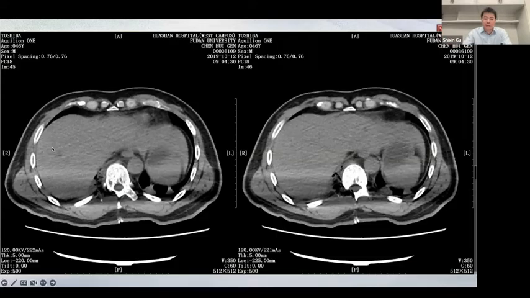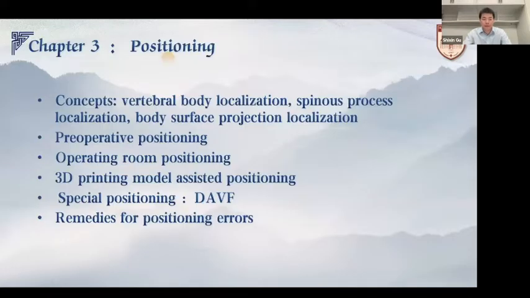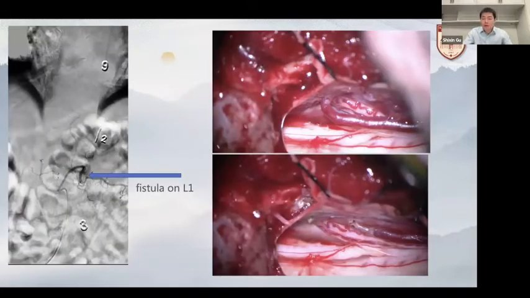This is the CT after the operation. We can see the bone removal rate is just right. So the impact on the stability of the spine is small. For vascular disease, we also do DSA to identify the location of the fistula. In the AVF, the fistula is often located in the area where the nerve roots exist, the internal vertebral foramen.